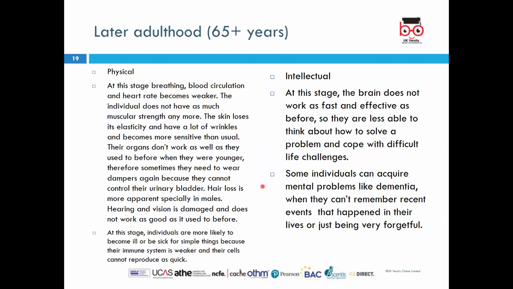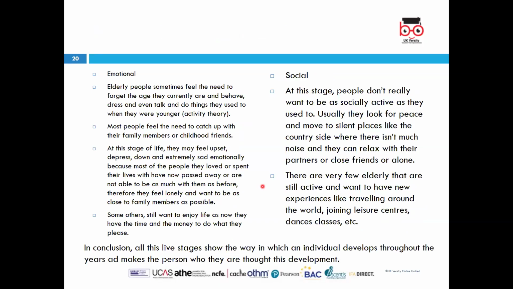Some individuals can acquire mental problems. You have dementia, where they can't remember recent things. Alzheimer's disease, and you have Parkinson's that develop at this age.